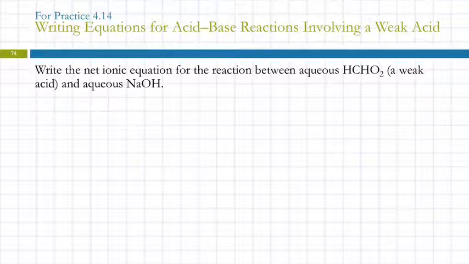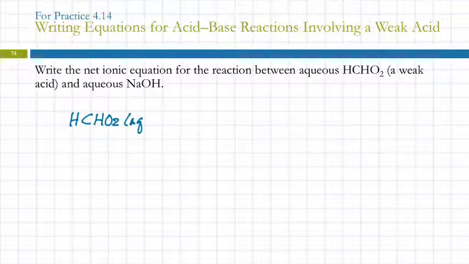Let's do another one. Aqueous HCHO2, and they give us this big hint here, a weak acid, wink wink, and aqueous sodium hydroxide. We should recognize this as an acid because it starts with H. There are other ways to write that formula, but in general chemistry, we always write acids with the H first, the ionizable hydrogen first.